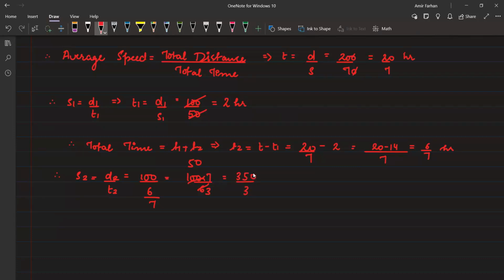If I make this in decimal form, that will be 116.67 kilometer per hour. That should be the speed of the object to cover the next 100 kilometers, so that the average comes out to be, what should be the average? 70. Yes, sir. Clear? Any doubt so far?